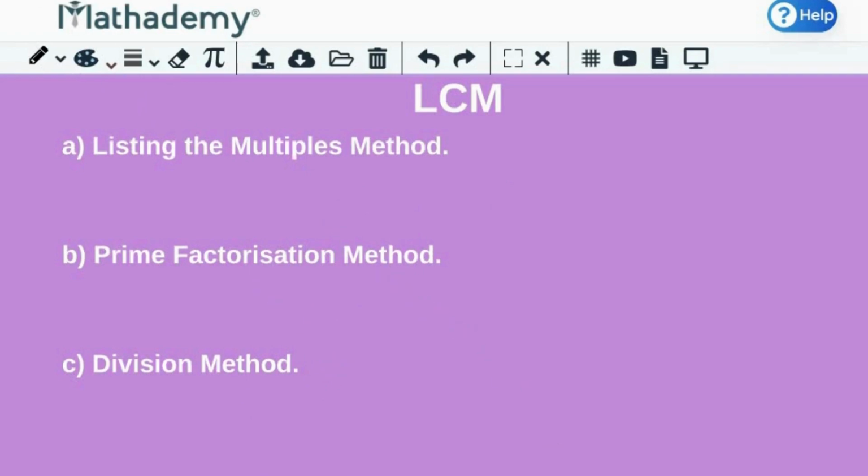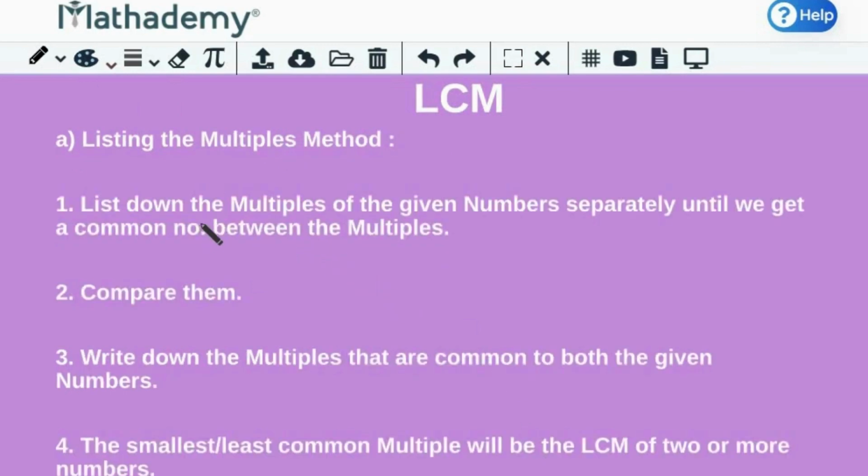The steps for finding the LCM of two or more numbers by the listing the multiples method are as follows. First, list down the multiples of the given numbers separately until we get a common number between the multiples. Second, compare them. Next, write down the multiples that are common to both the given numbers. And lastly, the smallest common multiple will be the LCM of two or more numbers.